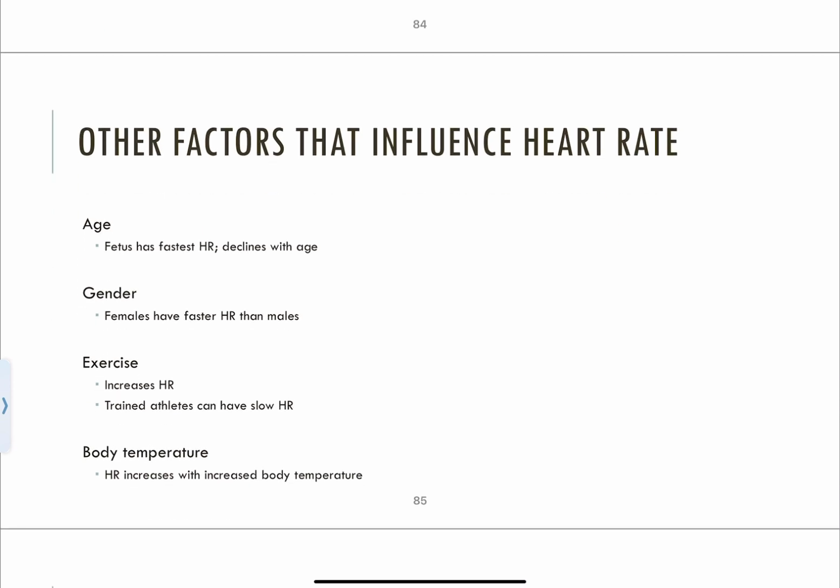Other factors can influence your heart rate. For example, your age. Typically, as you get older, your heart rate is going to get slower. So if we're talking about going from a fetus to a 90-year-old person, the fetus would have the highest heart rate and the elderly person would have the lowest heart rate. Gender also affects the heart rate. So females typically have a faster heart rate than males. So now if we're talking about the same age, so the elderly people, an elderly female would have a higher heart rate than an elderly male.